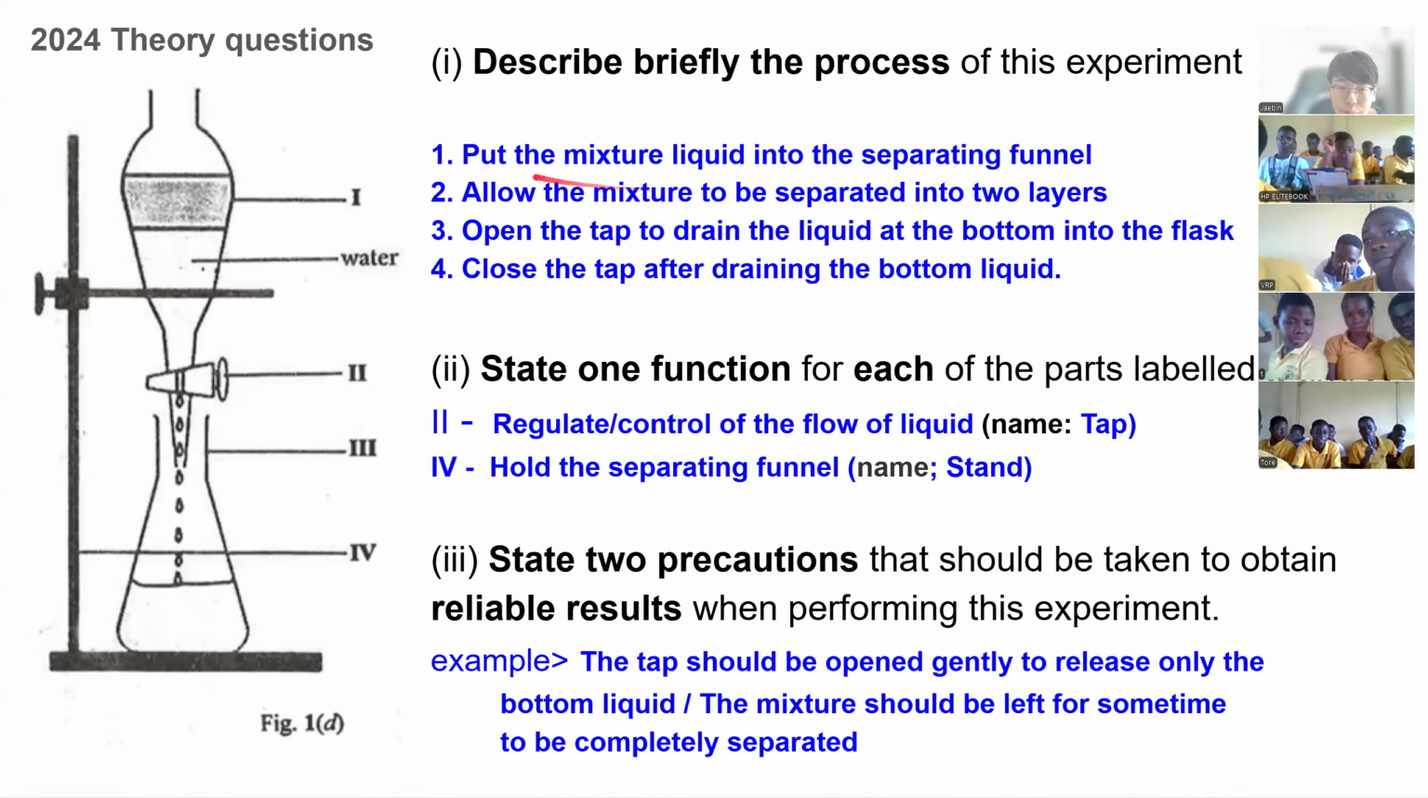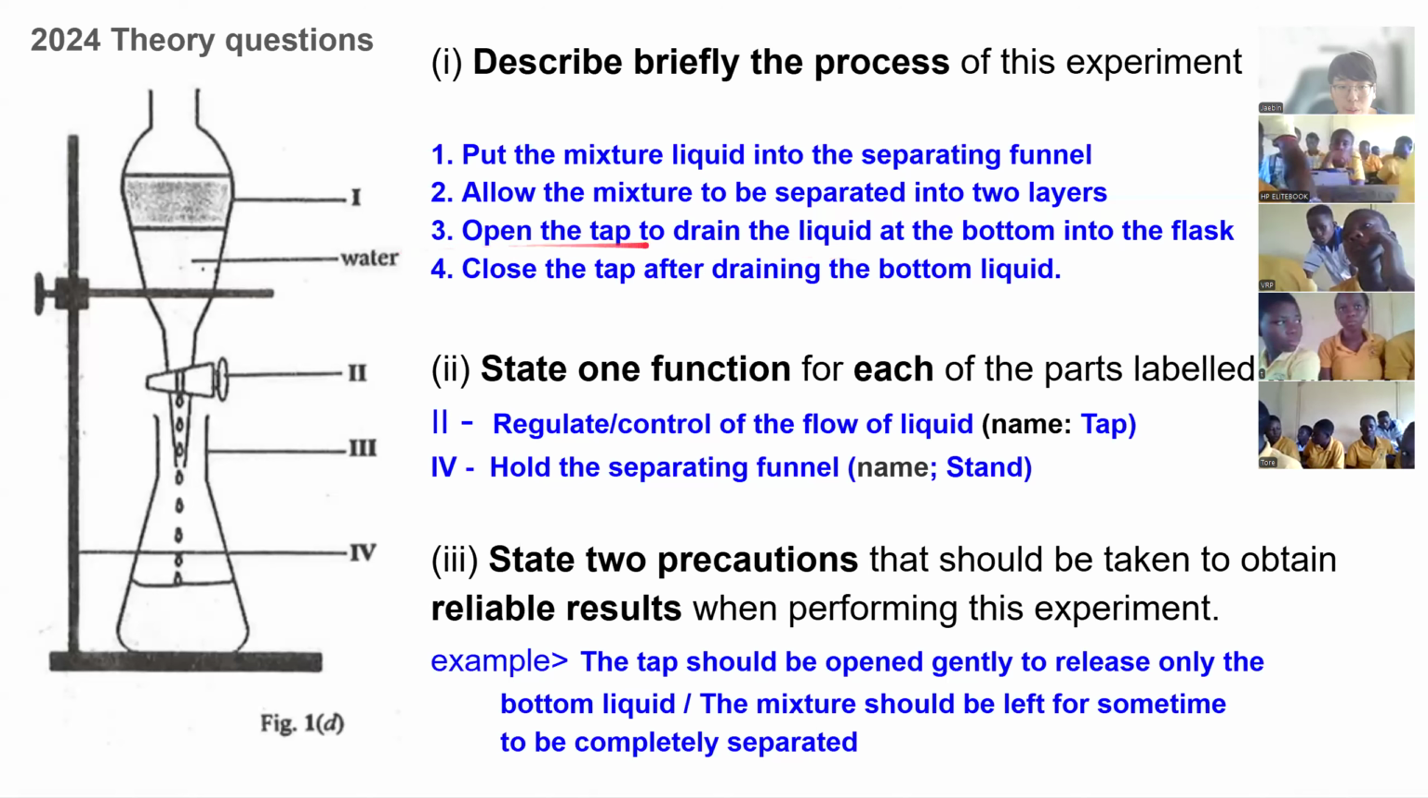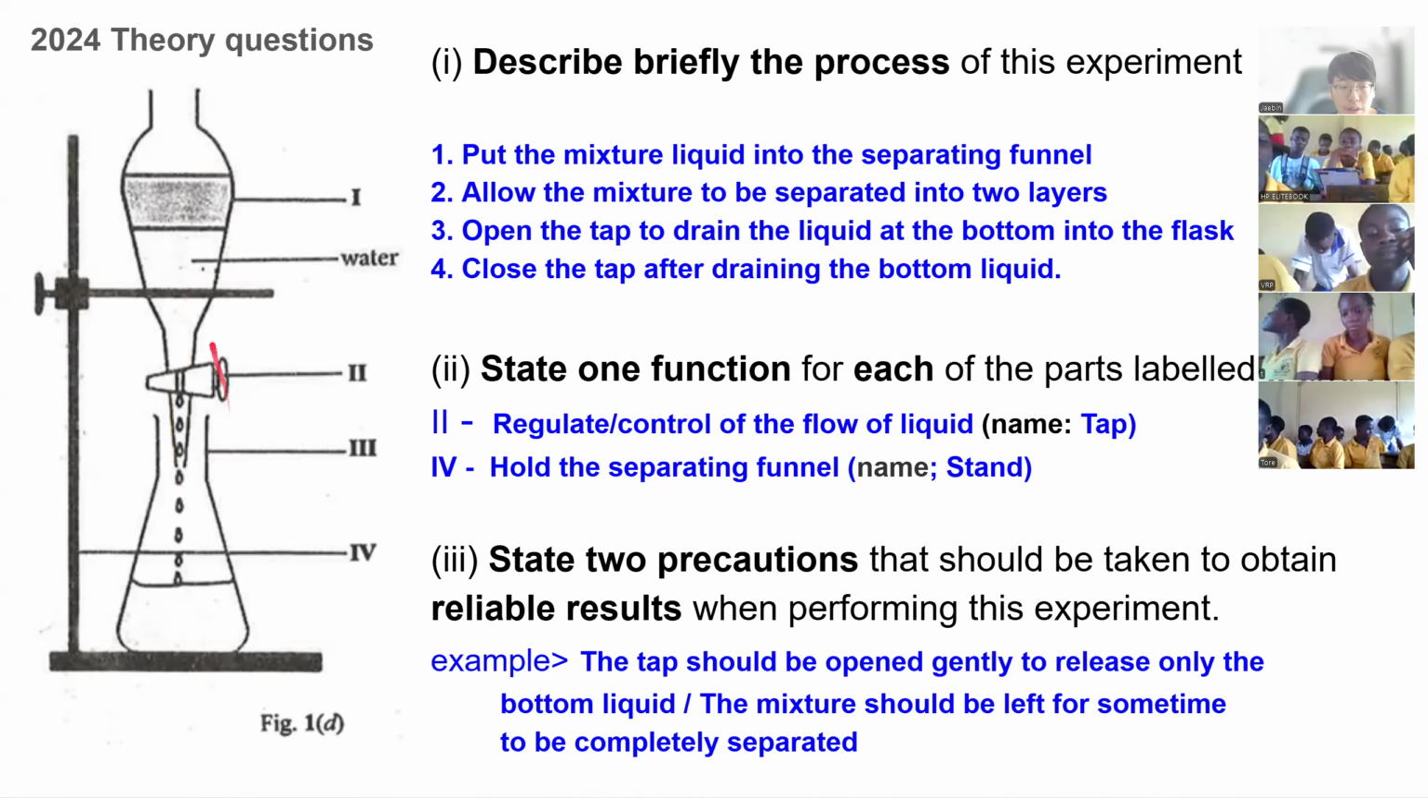So the first step is to put the liquid mixture into the separating funnel. Next, we allow the mixture to be separated into two layers. And third, we open the tap to drain the liquid at the bottom into the flask. We let it drain the second liquid. And then after that, we close the tap, which is over here. The middle thing is called the tap. We close the tap after draining the bottom liquid.